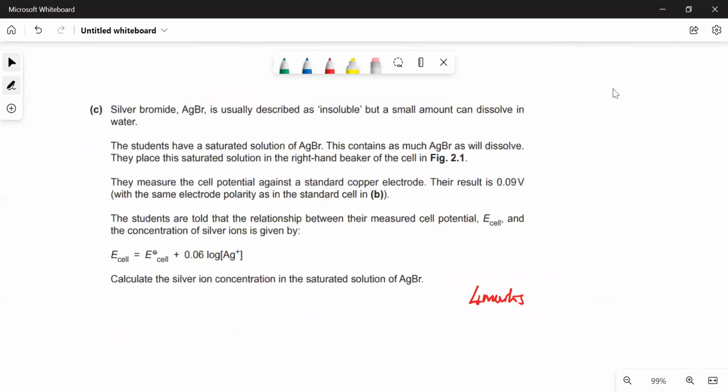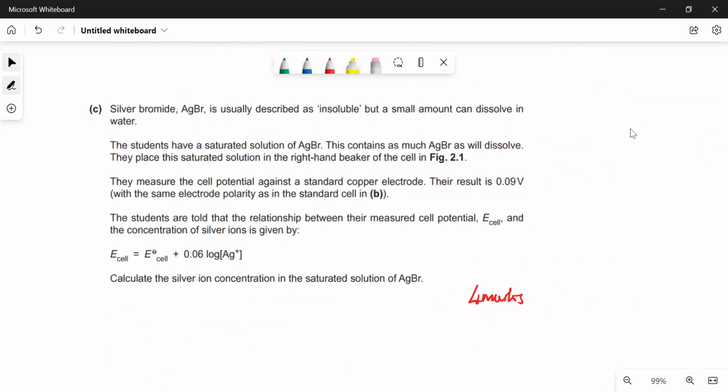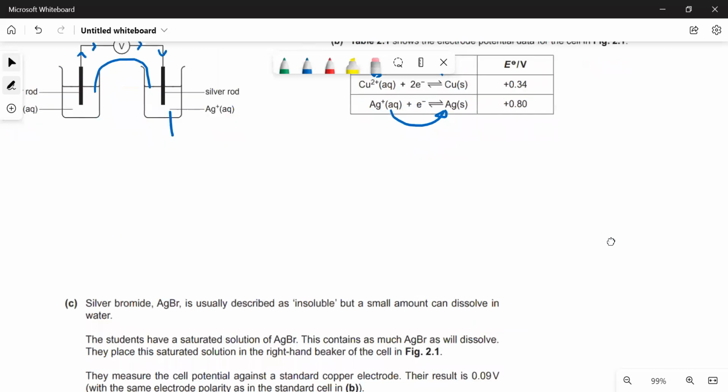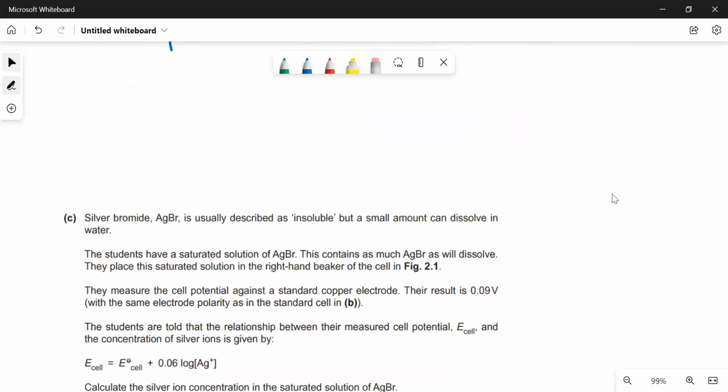Okay, silver bromide is usually described as insoluble, but a small amount, of course, will always dissolve. The students have a saturated solution of AgBr, which will be very dilute. It contains as much AgBr as will dissolve, and they place that in the right-hand beaker of the cell. Okay, so we're going to put that here. So this will not be under standard conditions. We're going to have very low concentrations of silver ions. They measure the cell potential, and the result is 0.09 volts, with the same polarity as in standard cell B.